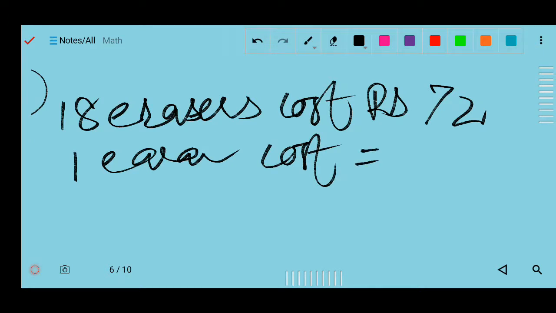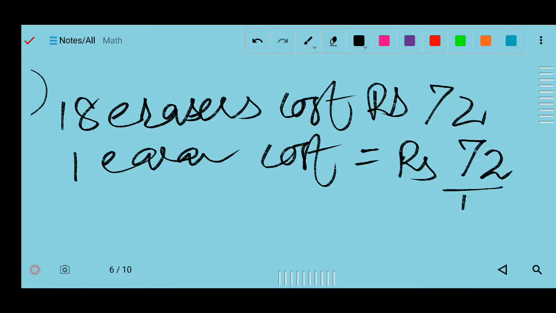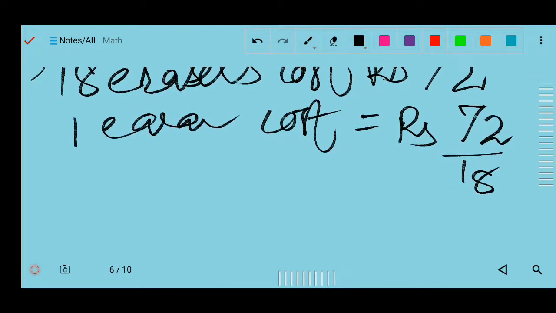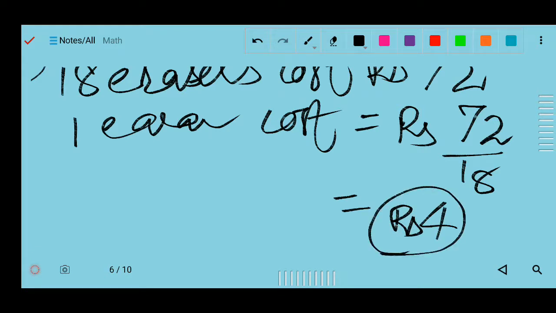Simply, if the cost of 18 toffees is 72 rupees and you have to buy only one toffee, you have to give less money. The cost of 18 is 72, so the cost of one will be less, which means we divide. So rupees 72 will be divided by 18, and you will get 4. So the cost of one eraser is rupees 4. That's the answer.